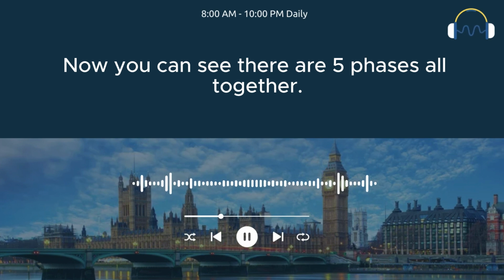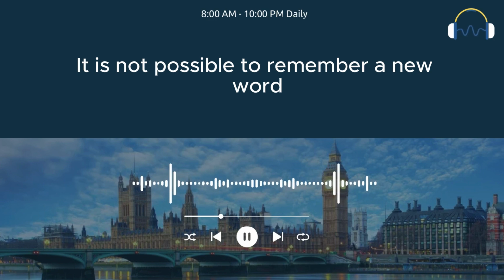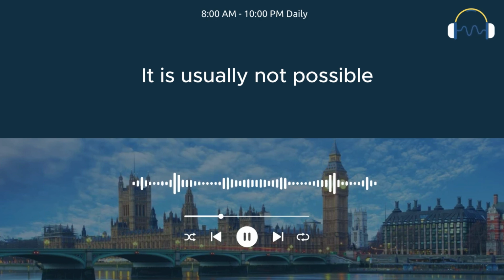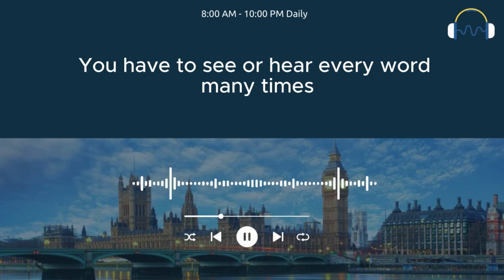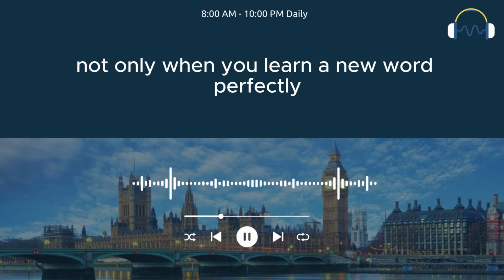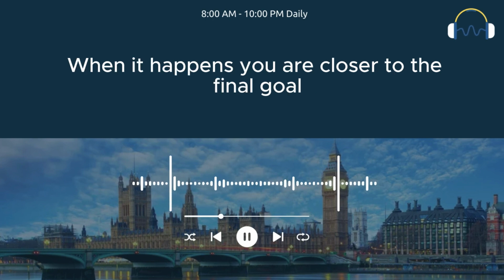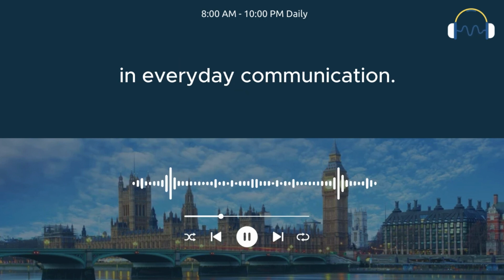Now you can see there are 5 phases altogether. Do you understand now why it is not possible to remember a new word when you see it for the first time? It is usually not possible to jump across all the phases with the first meeting with the word. You have to see or hear every word many times and let the word go through all the phases. You can be happy not only when you learn a new word perfectly but also when you get from one phase to the other. When it happens, you are closer to the final goal, and it is to use the word without problems in everyday communication.